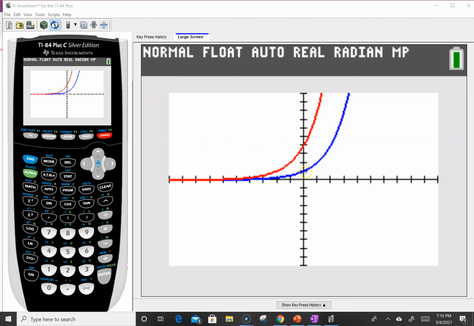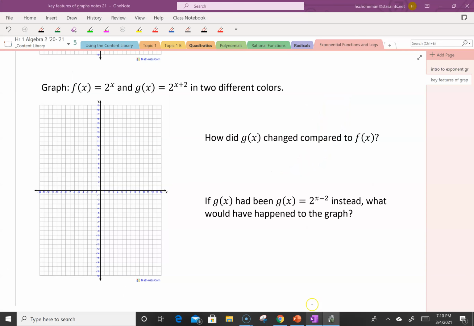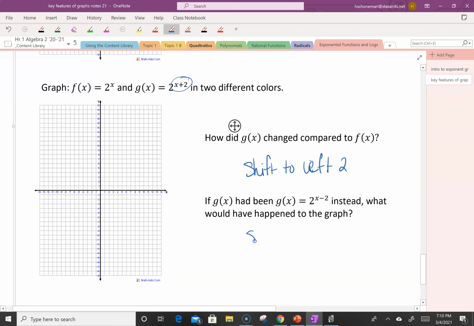So it changes by shifting over to the left, because it was here and it moved over to the left. So when the plus is up here with the x, it's to the left. And remember, the x is always the opposite of what we think. So it's going to shift to the left 2 units. And if it was minus, then it would shift to the right 2 units. And that is it on key features.